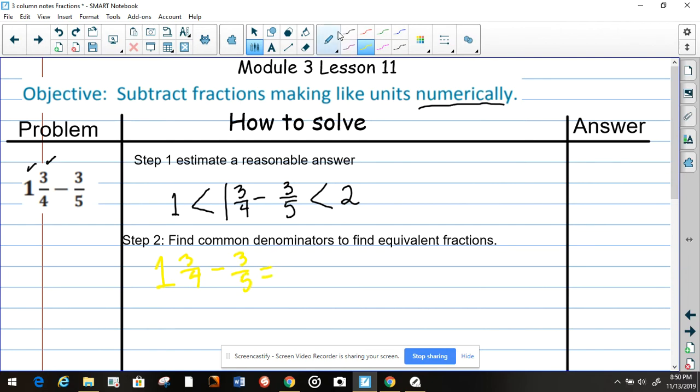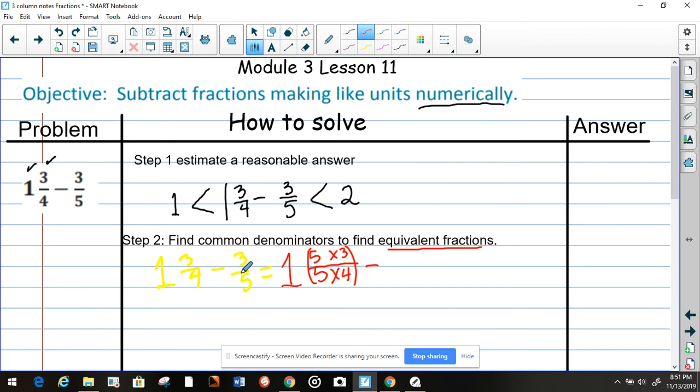Again, if you remember, our procedure is we multiply opposite denominators. So the 1 stays the same, and we're going to multiply 5 times 4, that's going to be our first multiplication, and 5 times 3. This is going to allow us to find the equivalent fractions of these numbers. That's one way. So let's do the subtraction.